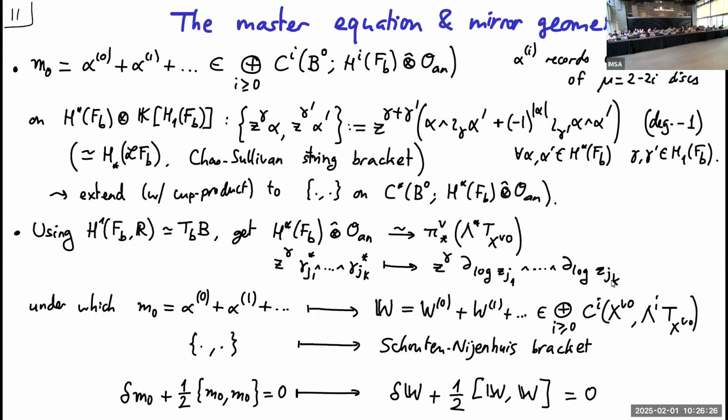So now the fact that holomorphic disks want to break into pairs of holomorphic disks should tell you that M0 should indeed satisfy some equation that involves the string bracket. That's basically the intuition for this master equation.